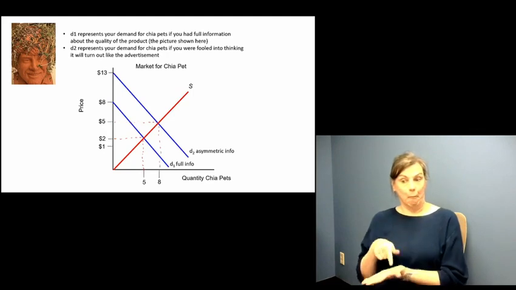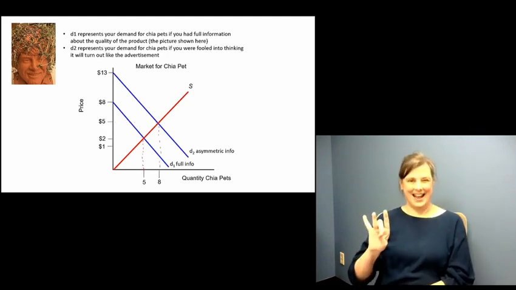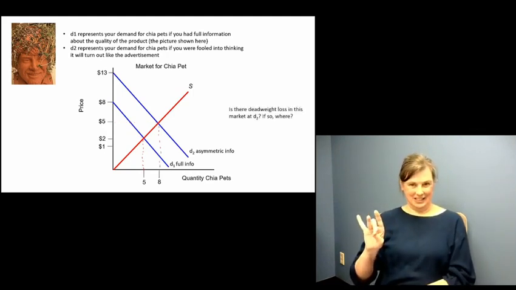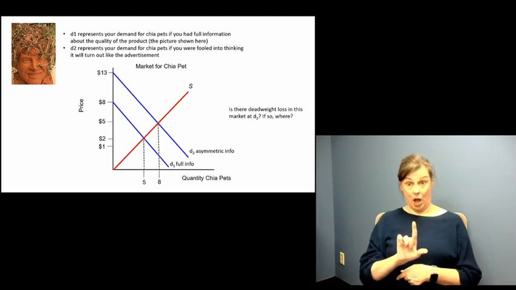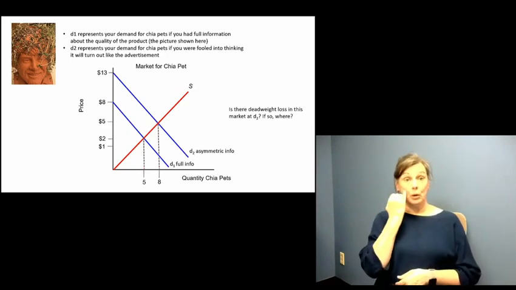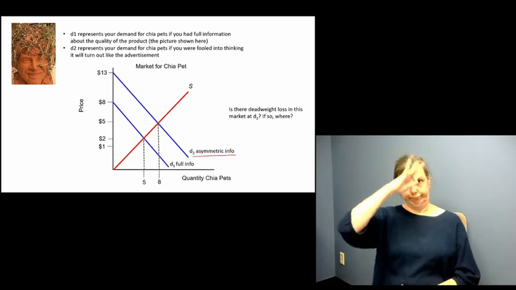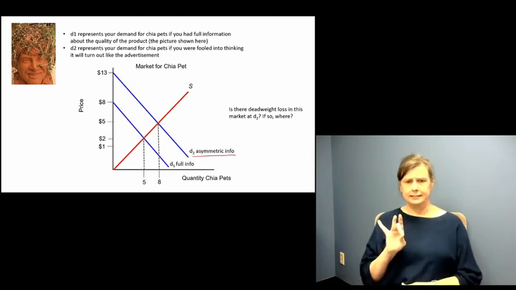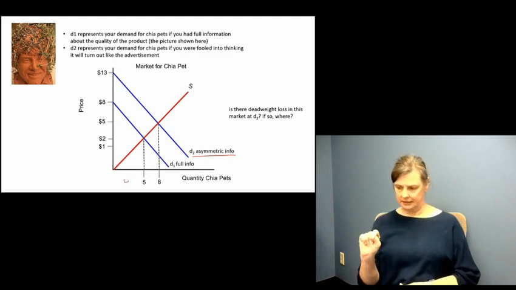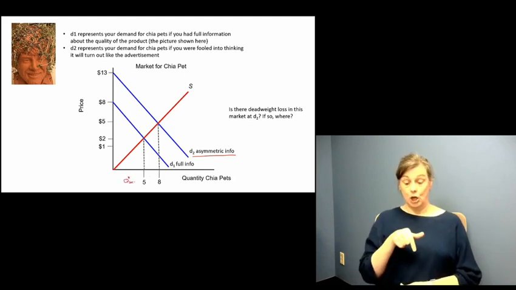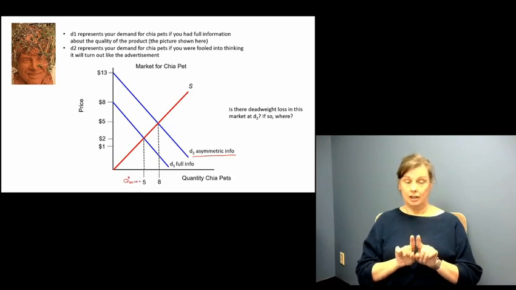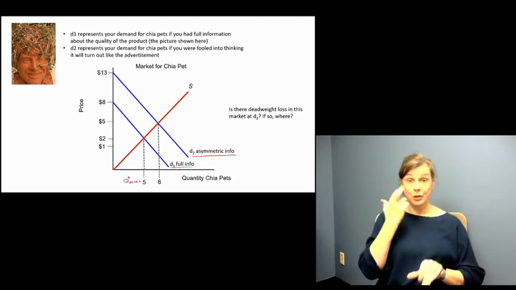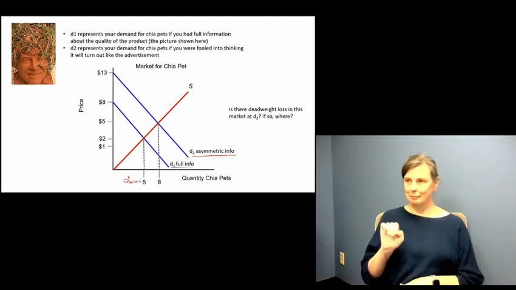And so let's take a look at how we can see if there's deadweight loss at D2. So let's imagine that we are operating under asymmetric information at D2. So we decide that we are going to buy 8 chia pets here. But we know that the socially optimal quantity, Q star, is going to be at 5 chia pets, because that's where the true demand curve and the true supply curve intersect.